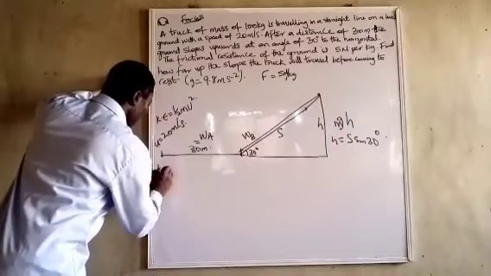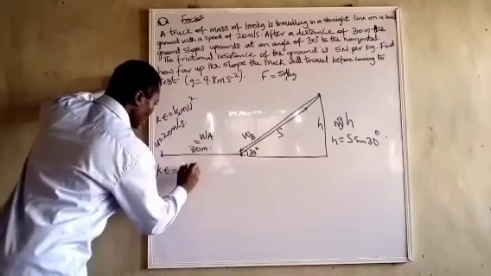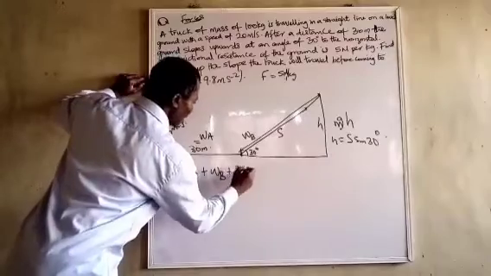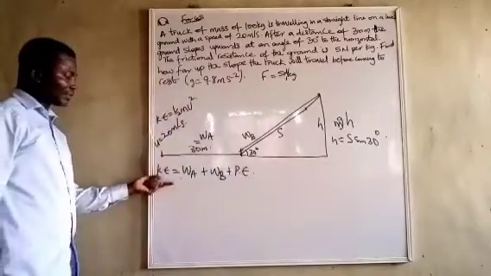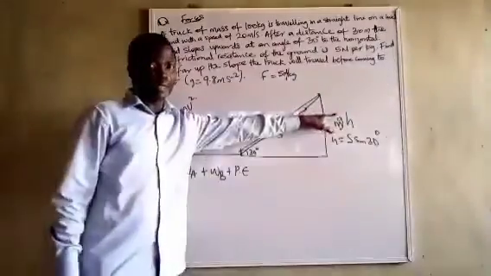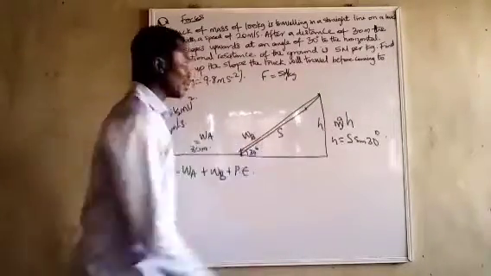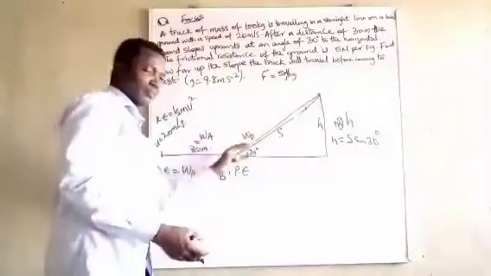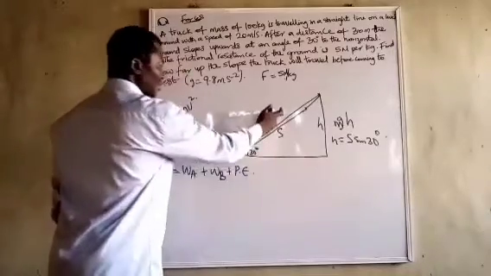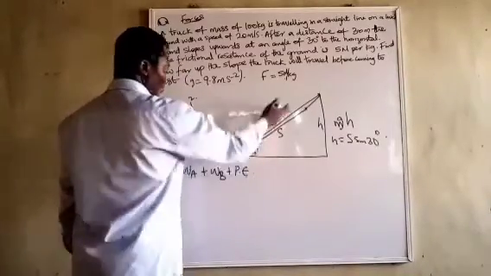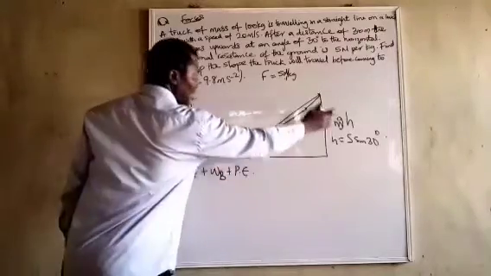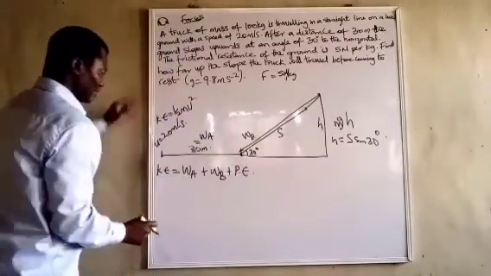So let's look at what we are going to have. Our KE here will be equal to work done A plus work done B plus potential energy. This kinetic energy is converted to the work against friction here, and at the end of the day, it came here. If I don't want to do it like this, I will just consider additional components of the weight down here, which is going to be mg sine theta. That will be the additional force.